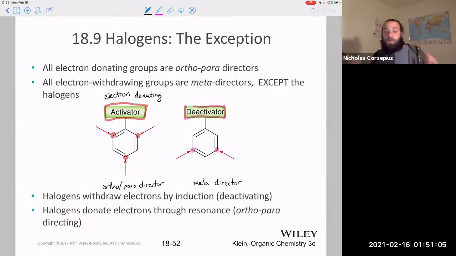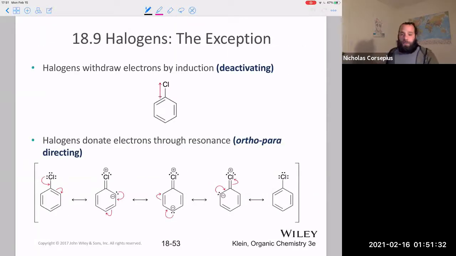And again, activators are electron donating groups, right? We're still talking about these electrophilic aromatic substitution reactions. So electron donators are putting more electron density into the ring, making it an even more potent nucleophile. Deactivators are doing the exact opposite. They are electron withdrawing. Okay.